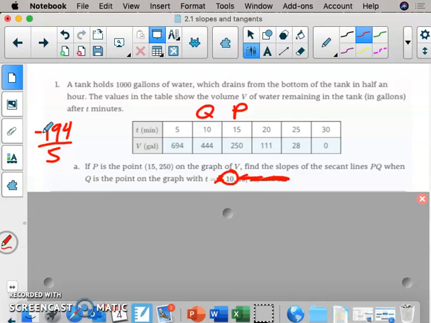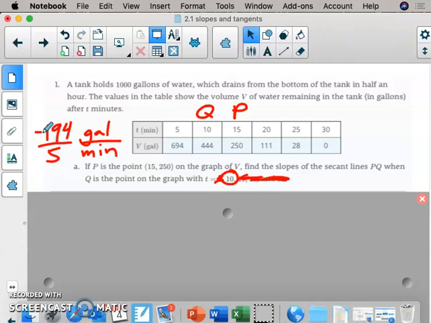Very good. Okay, the numbers that we got on top were V values, right? So you do the units for V, which are gallons. The numbers that we used on the bottom were T values. So you do the units for T, which are minutes, right? All right, so let's think about what this means. This means that from 10 minutes to 15 minutes, the tank is draining at an average rate of negative 194/5 gallons per minute.